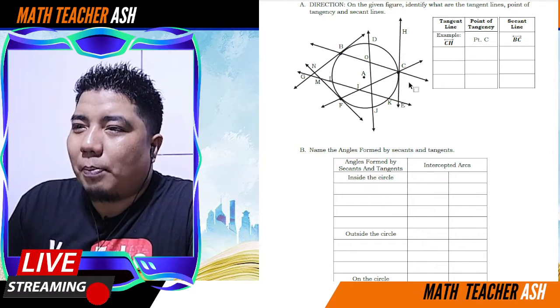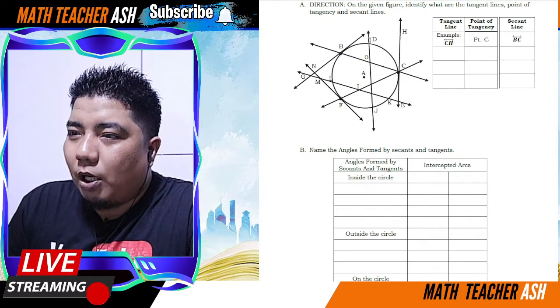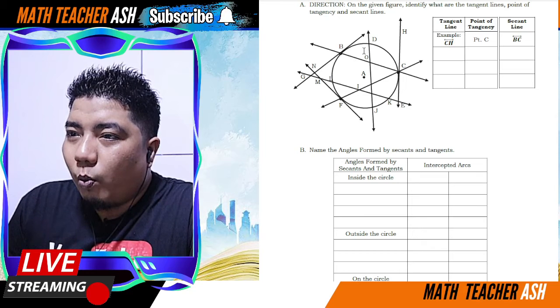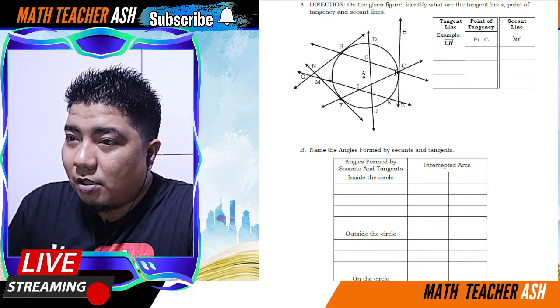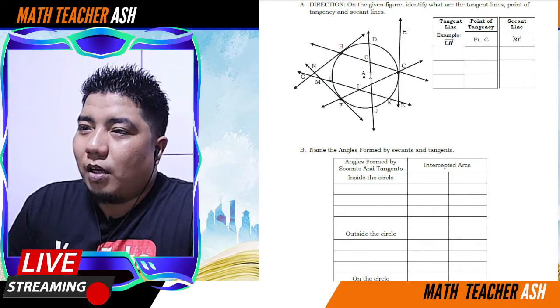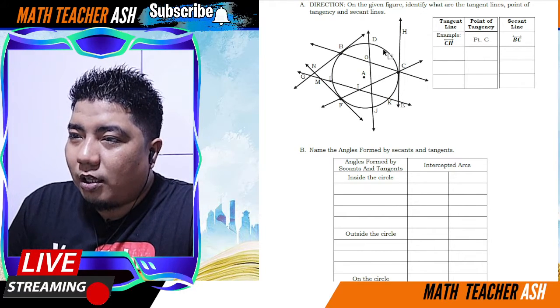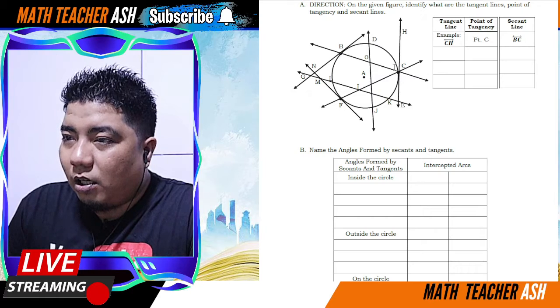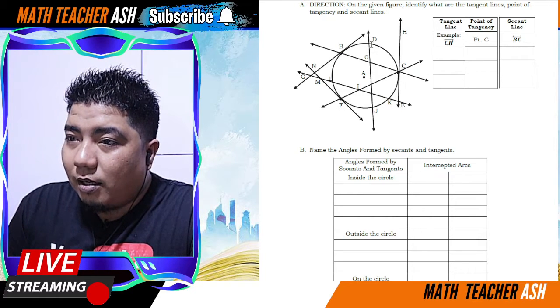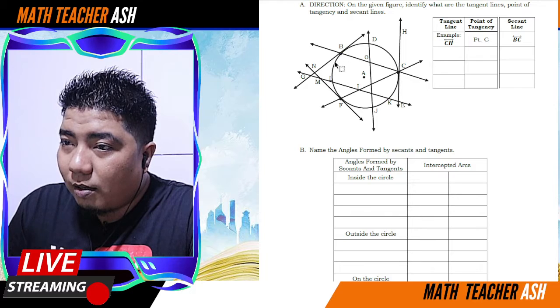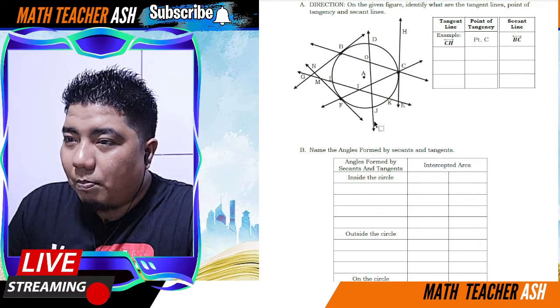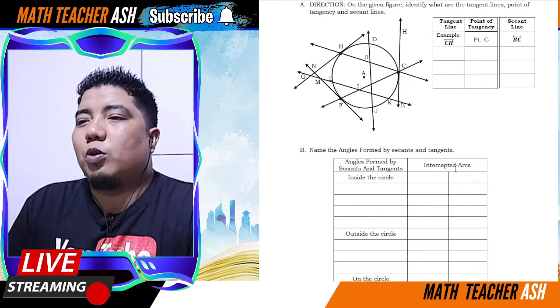Of course, the intercepted arcs, if we are pertaining to BOD, we have the BD and the JC. Alright? Now, if you are pertaining to DOC, the intercepted arcs are the DC and BJ. Okay, BJ. So, ganon.